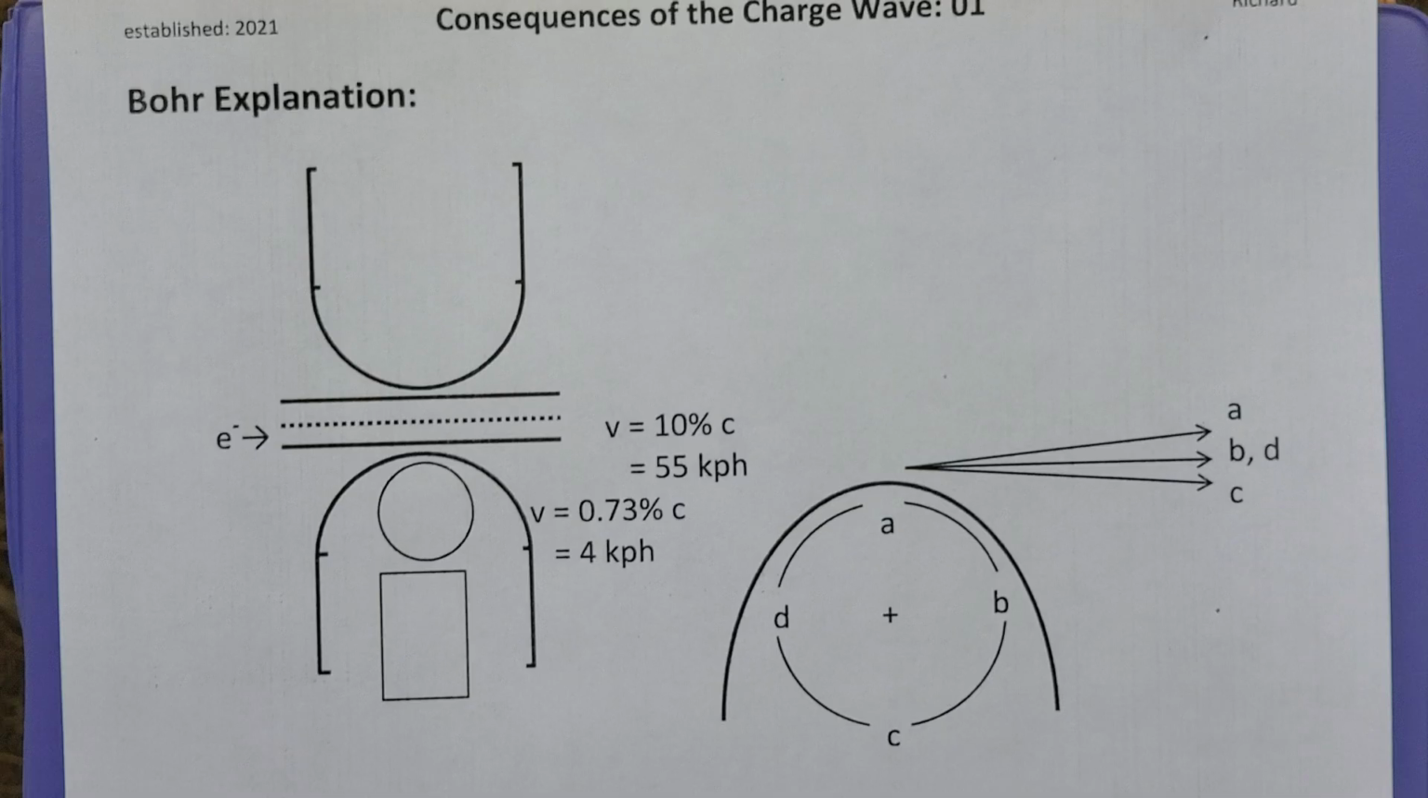However, if Bohr's model is accepted, then the orbiting electron traveling at 0.75% the maximum speed of light would appear to be almost standing still compared to a free electron traveling at 10% the speed of light. This would be the equivalent of you walking in a circle around your front yard at 4 kilometers an hour, while a car speeds by on the street at 55 kilometers an hour.